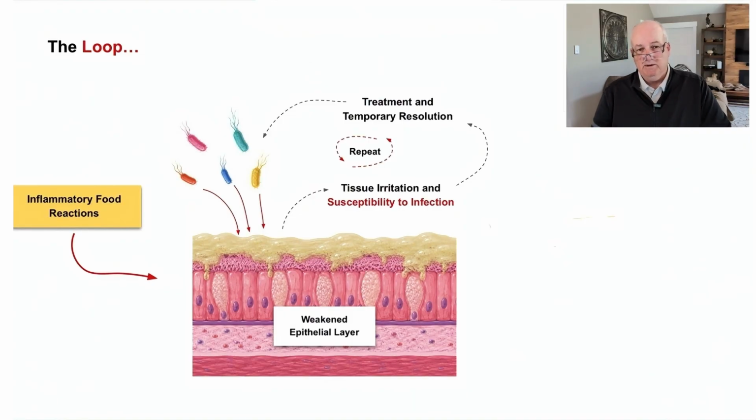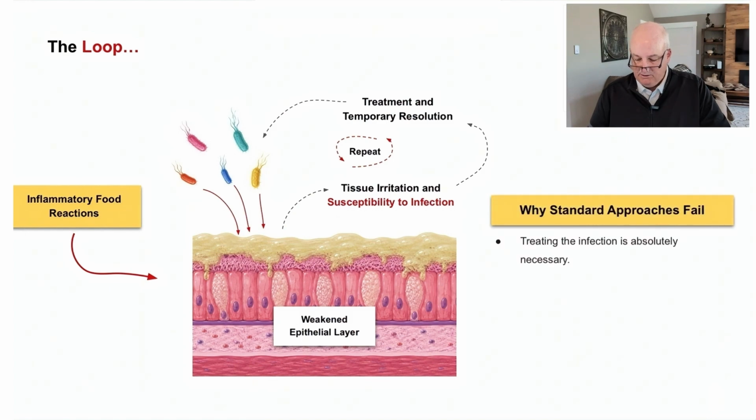So the treatment is necessary, but we have to figure out why the pattern is repeating itself, why this loop is happening. And quite often it's this inflammatory picture over here that can be the initiating step in the whole process. So this is one of the reasons why the treatment-only approach tends to fail long-term with chronic infections. We have to treat the infection, but if the barrier remains compromised, the susceptibility will remain. So we have to address that barrier.